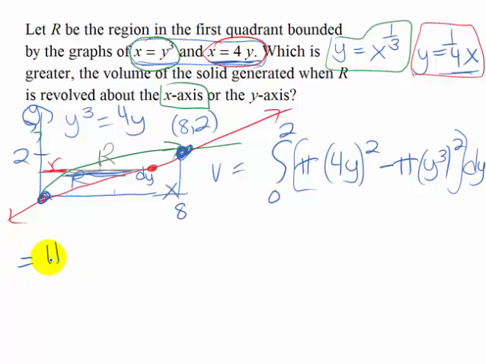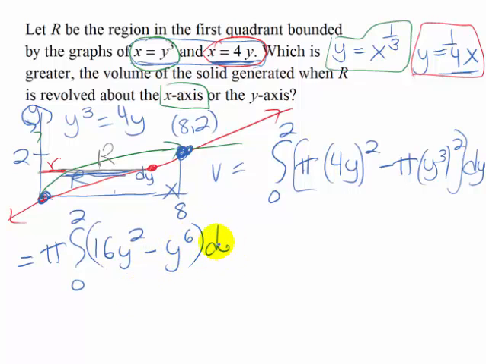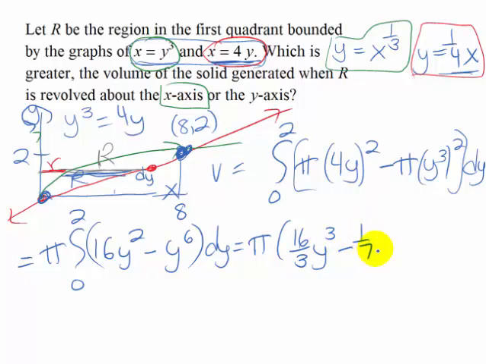Let's go ahead and see what we can do to simplify this. We can factor out a pi, and we've got 0 to 2 of 16y squared minus y to the 6th, and that's dy. So now let's go ahead and do our integration. So we still have our pi, and this would be 16. We need the reciprocal of this power, so over 3 minus, and this would be 1/7 y to the 7th, and then we need to evaluate this from 0 to 2.